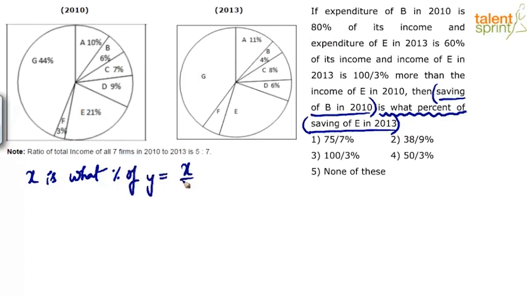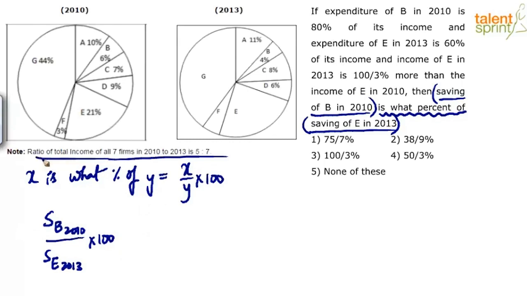How do you calculate this? X upon Y into 100. So here X is saving of B in 2010 and Y is saving of E in 2013. So savings of B in 2010 by savings of E in 2013 into 100. Right? X by Y into 100. That's what we need to evaluate here. Now, don't waste your time writing down the formula on your paper. You cut down the number of steps. This is just for your reference. In fact, you should not even write this. You should just play with numbers.